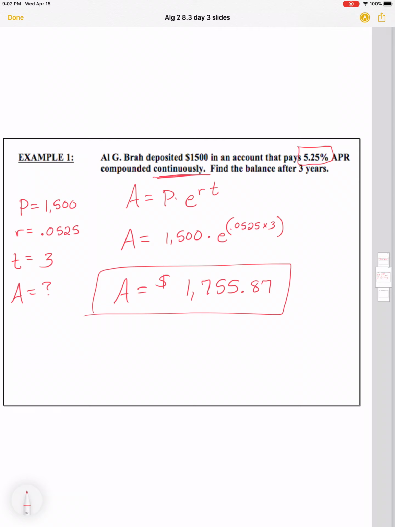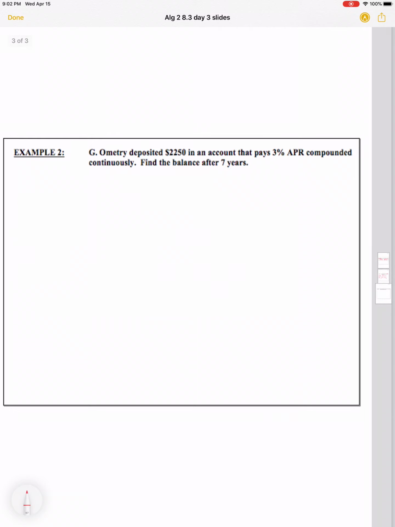Okay. And then on to our last example. Geometry deposits $2,250 into an account that pays 3% annual interest that is compounded continuously. Continuously tells us we use e. And we want to find the balance after 7 years. So again, we know we're using the equation that has e in it. So PERT, P times e to the RT power.